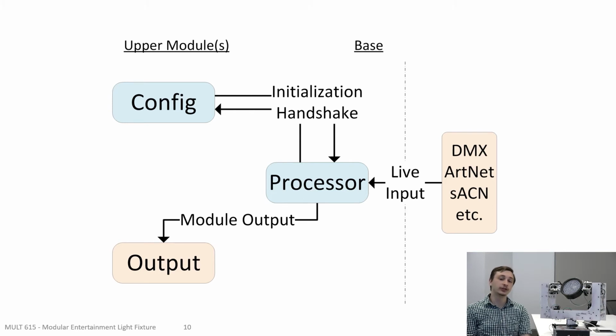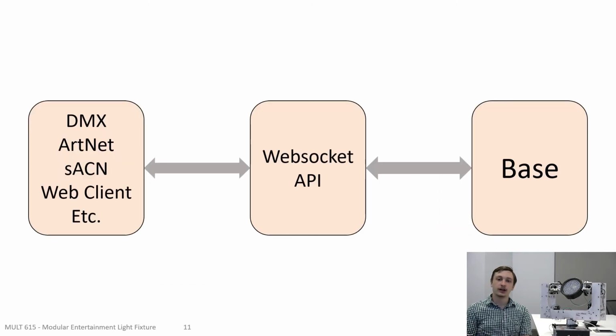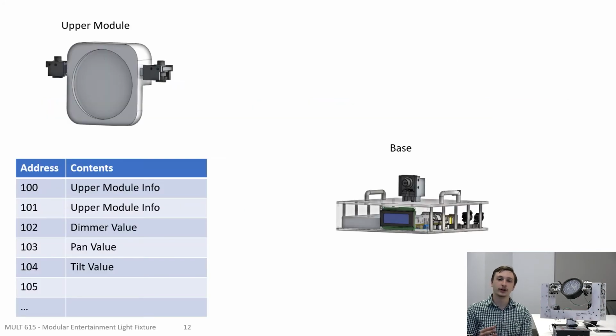It is separated into intermodule communication between the modules themselves on the light fixture and external communications between the fixture and lighting control consoles. External communication is handled by a WebSocket-based API, and translation layers take protocols such as DMX, ArtNet, and sACN and translate them into the WebSocket API. Because we're using an API, we are able to add more translation layers for future protocols that might not even exist yet.